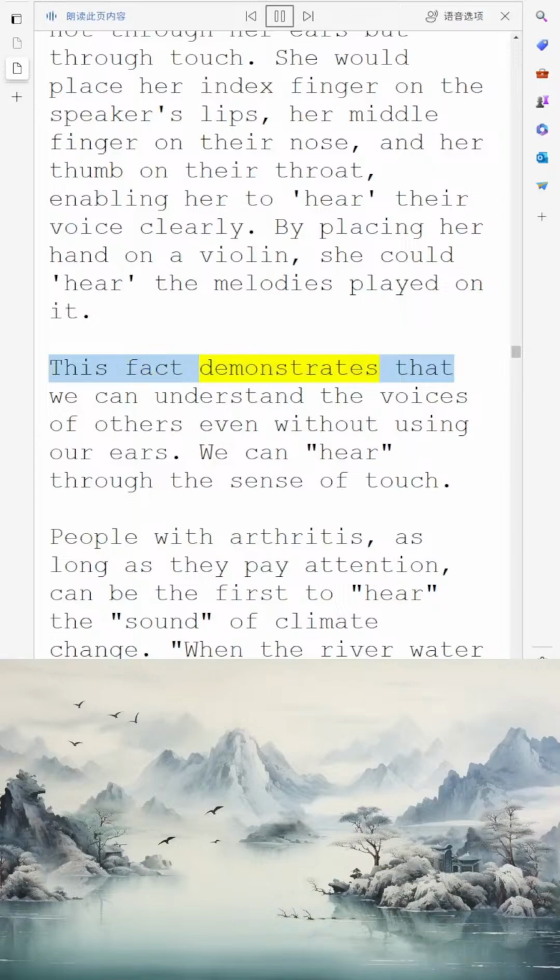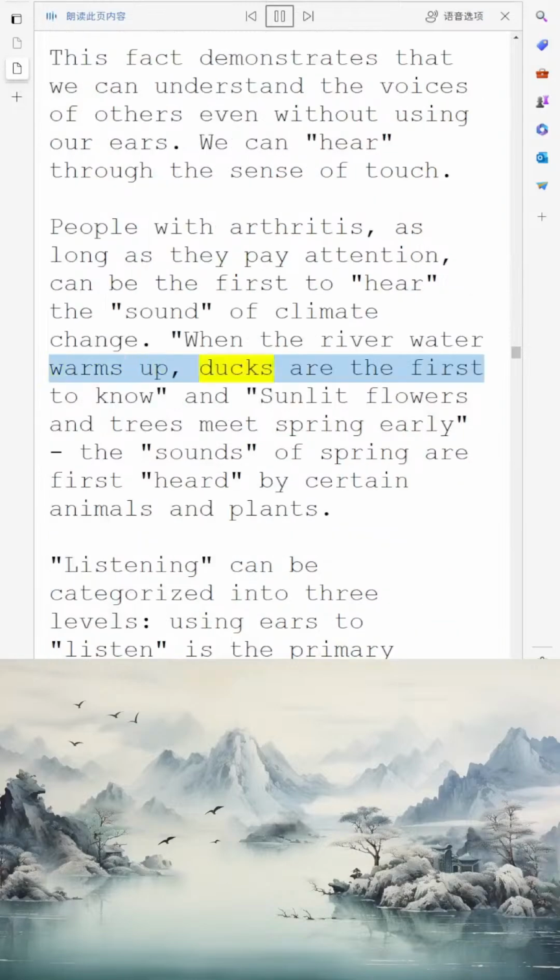This fact demonstrates that we can understand the voices of others even without using our ears. We can hear through the sense of touch. People with arthritis, as long as they pay attention, can be the first to hear the sound of climate change. When the river water warms up, ducks are the first to know, and sunlit flowers and trees meet spring early. The sounds of spring are first heard by certain animals and plants.